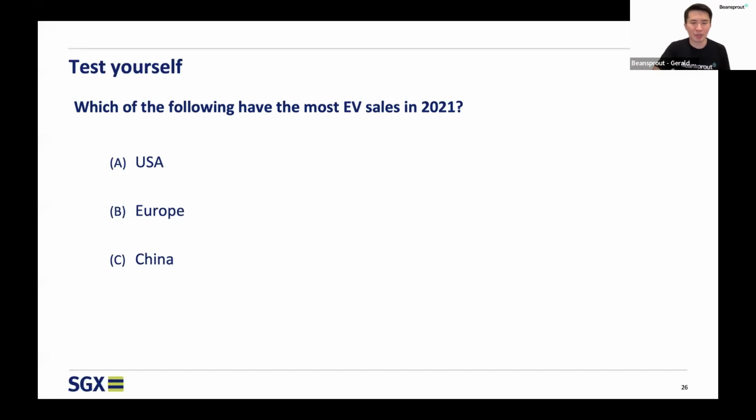Okay, so thanks so much for your participation. The answer is C, China. So just as a recap, China represents more than half of global EV sales. It is then followed by Europe, and then USA would be slightly behind because they haven't been as aggressive in terms of the incentives as well as the infrastructure build-up.